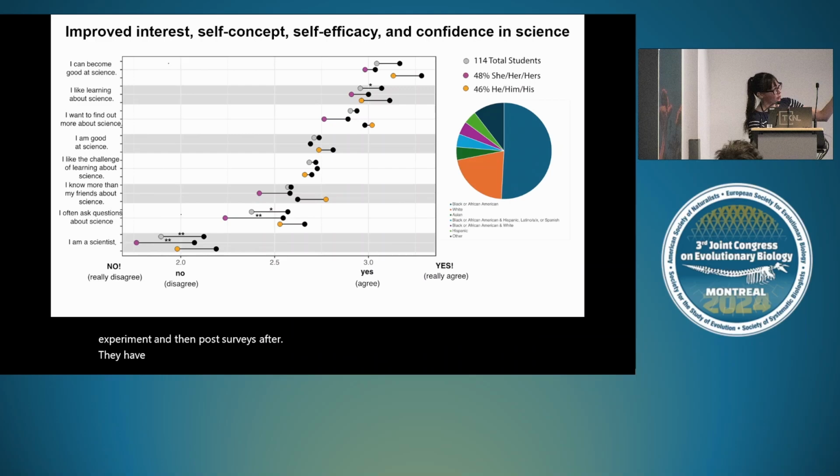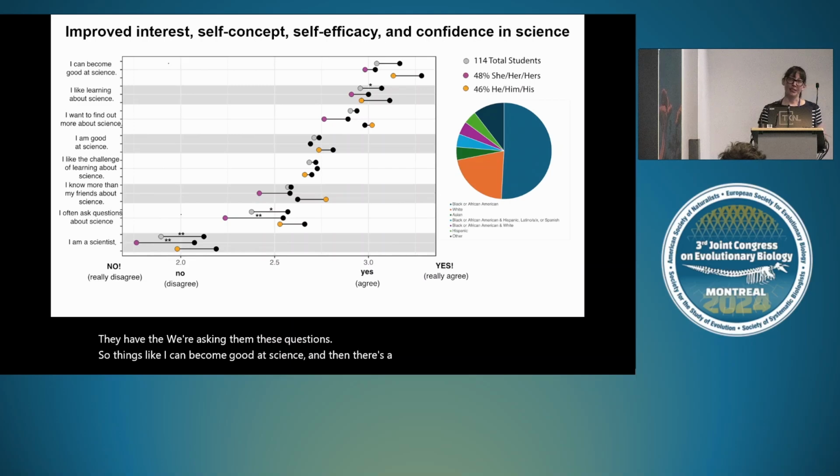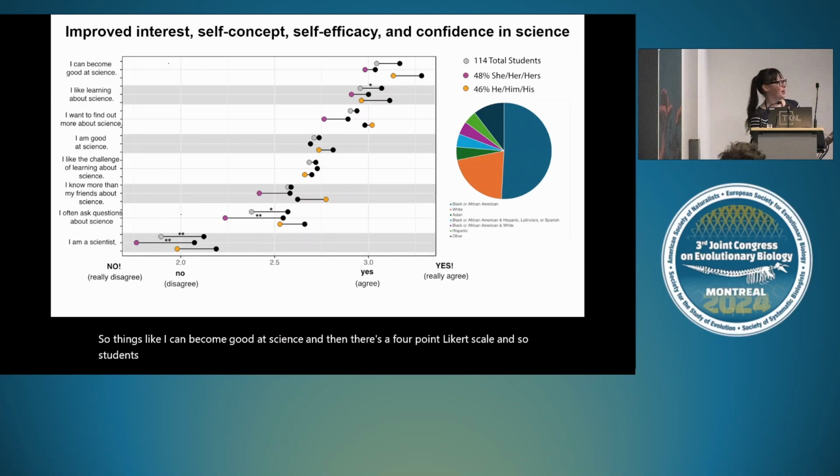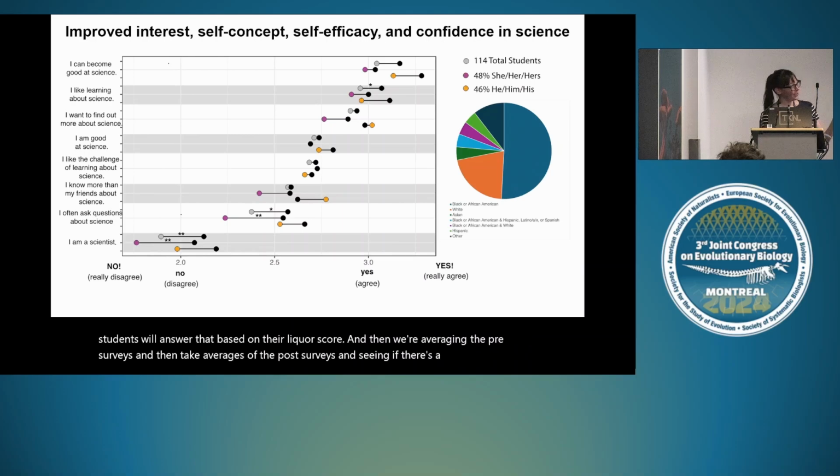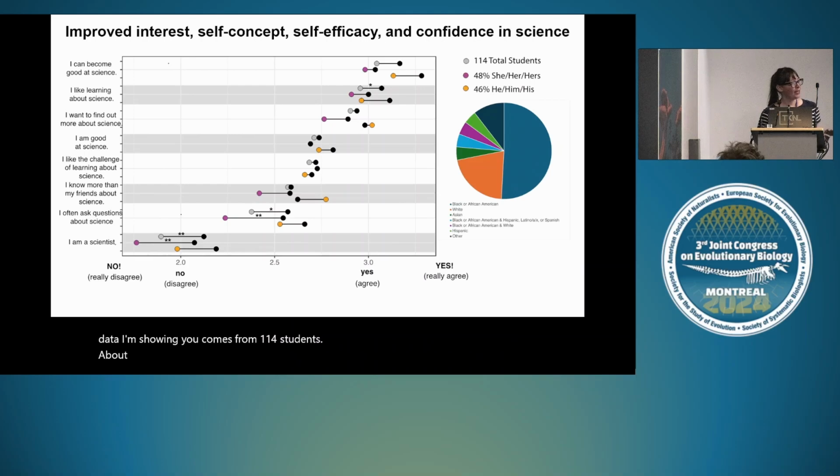We're asking them questions like, I can become good at science. And then there's a 4-point Likert scale, and students will answer based on their Likert score. Then we average the pre-surveys and the post-surveys and see if there's a change. All this data I'm showing you comes from 114 students, about half girls and half boys. They're taking introductory, like 9th grade, biology.